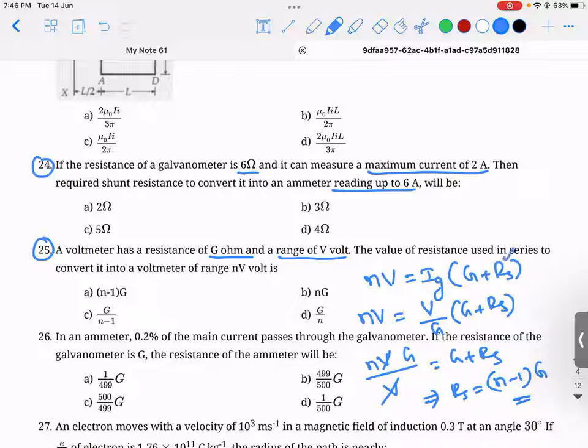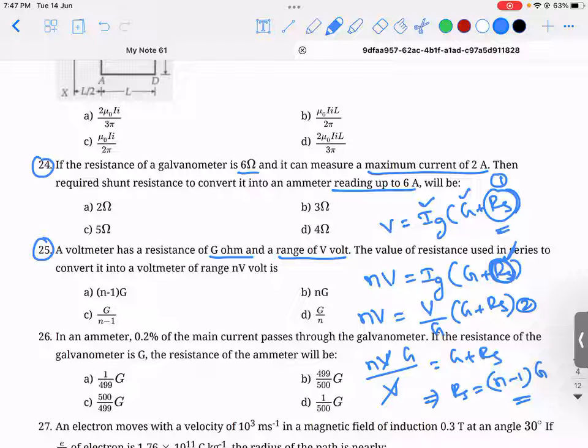So previously it was 1, now it is changing to N, meaning that 1 should be replaced by N. But that's fine. When you try to solve it, what would have happened here? This value of RS: when you write it initially, V is equal to Ig into (G plus RS). What are all the constants here? G will be constant, Ig is constant, but RS in the first scenario and second scenario are changing. Unless you know this value, how can you say they are in proportion?